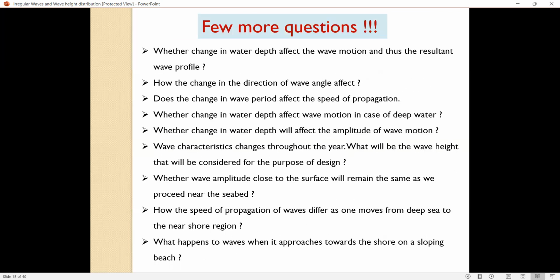In a similar way, there are a few more questions. Whether changes in water depth affect the wave motion and thus the resultant. You can think of the direction. Always the scattering problems, refraction, diffraction problems. In light we come across wave reflection, refraction, diffraction, scattering, trapping, all this. But the same concepts are there everywhere. In water waves also the same thing is there. Refraction of waves, diffraction of waves, that is all there.